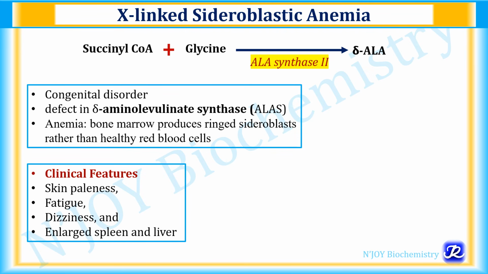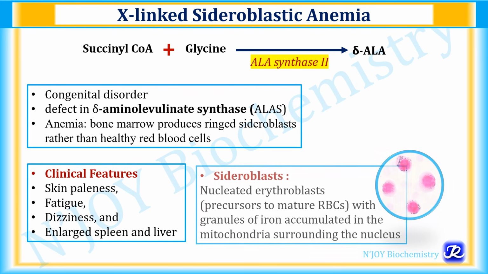The clinical features seen are skin paleness, fatigue, dizziness, enlarged spleen and liver, and there is presence of sideroblasts. Sideroblasts are the nucleated erythroblasts which are precursors to mature red blood cells, and they have granules of iron accumulated in the mitochondria surrounding the nucleus.